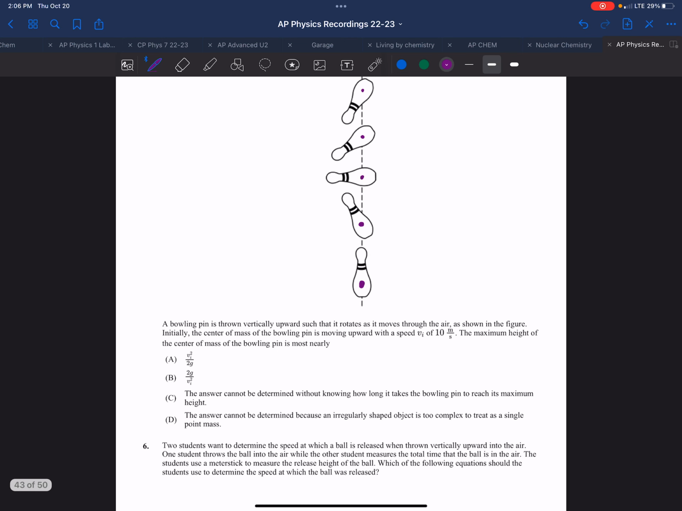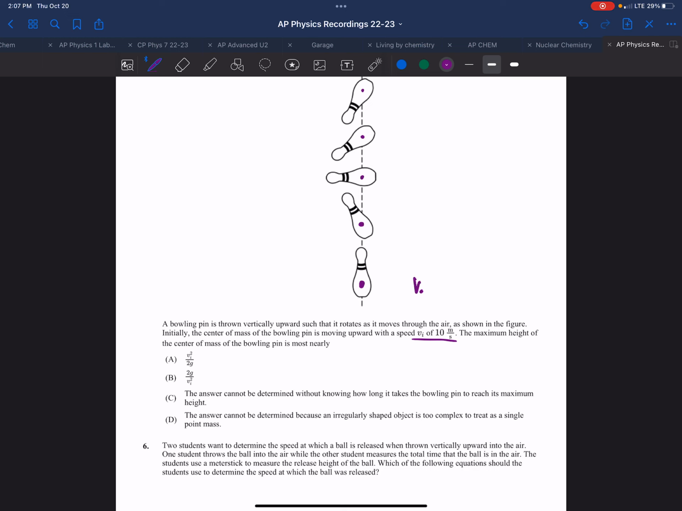All right, so we've got it thrown vertically upward, moving upward at 10 meters per second. The maximum height, what is it most nearly? All right, so this thing is being thrown upward. Now, what we know is its velocity changes by 10 meters per second every second.